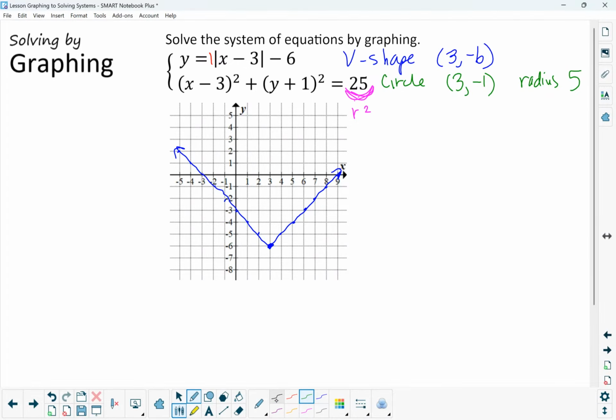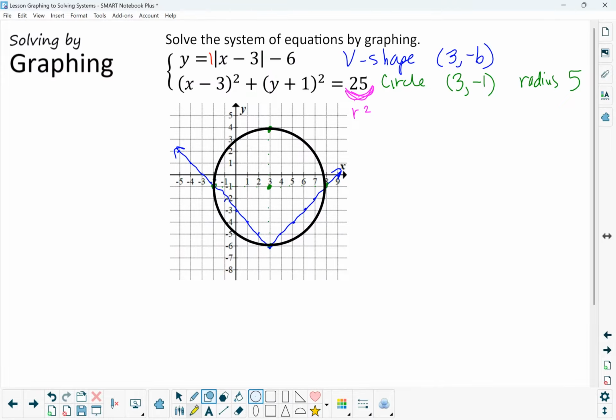So we're putting our center at 3, -1, and we're going to count out 5. 1, 2, 3, 4, 5, and down 1, 2, 3, 4, 5. So our circle, I'm going to use the tool because it's so hard to draw shapes. Our circle looks like this.